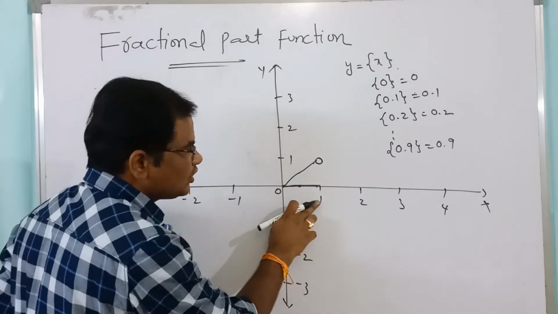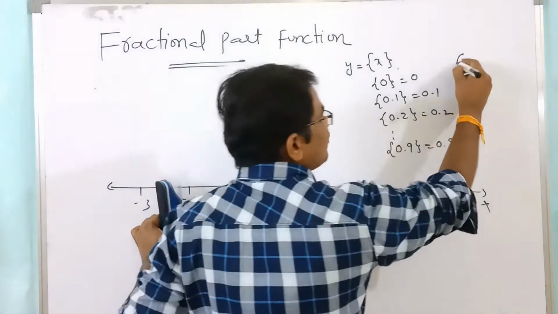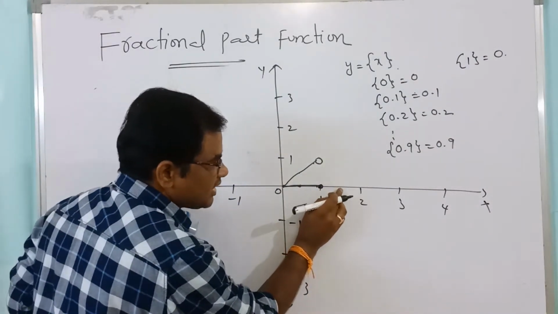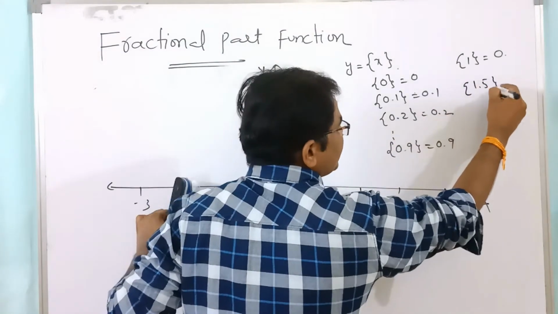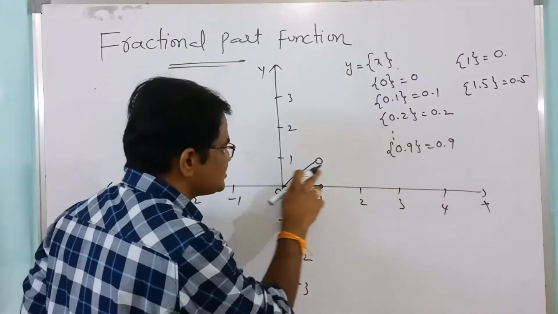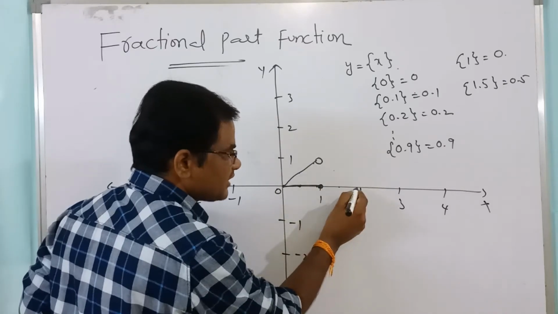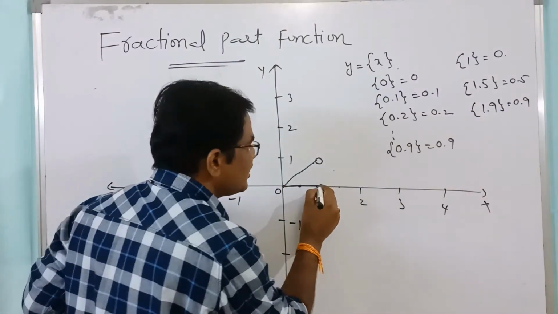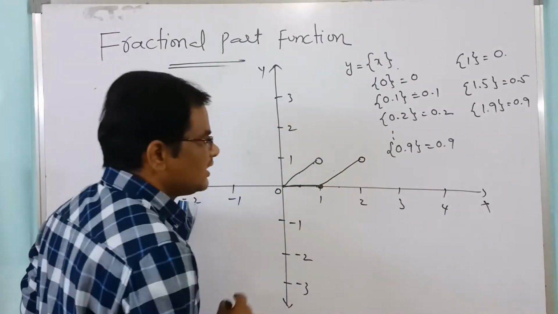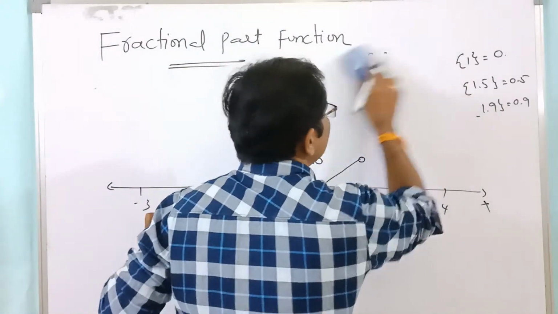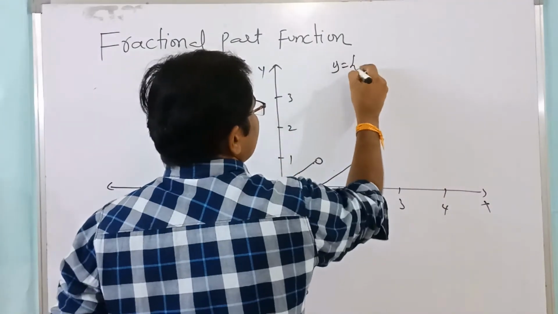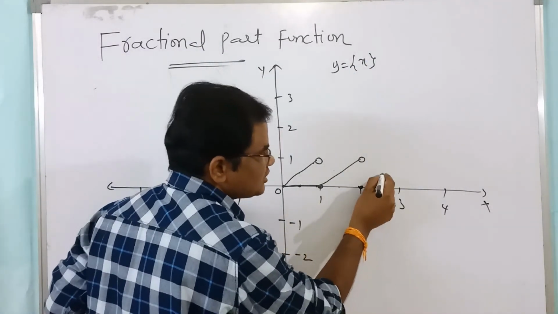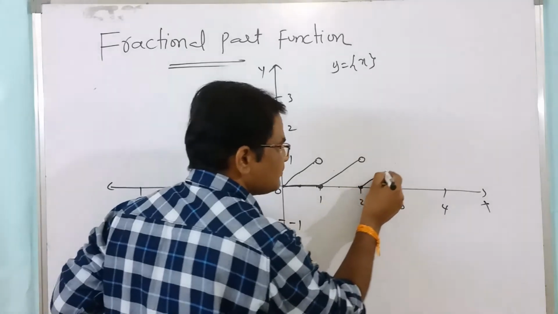But if you take x equal to 1, the fractional part of 1 is equal to 0. So that's why here you will get a point. Suppose you take the fractional part of 1.5, that is equal to 0.5. So the y value is 0.5 like this. If you take the fractional part of 1.9, here you will get 0.9. So here also like this you will get. Right? Next, suppose you take the fractional part of 2, 0 only. 2.5 gives 0.5, 2.9 gives 0.9, up to here like this.